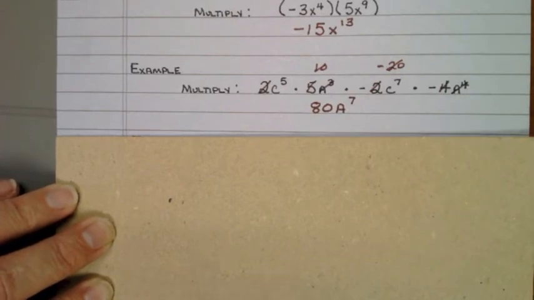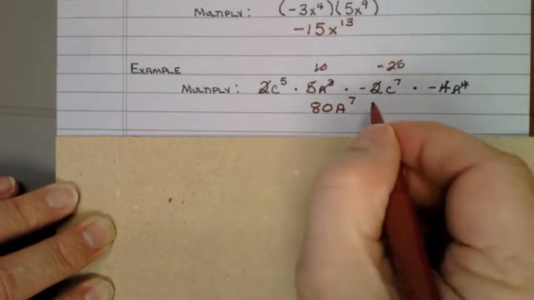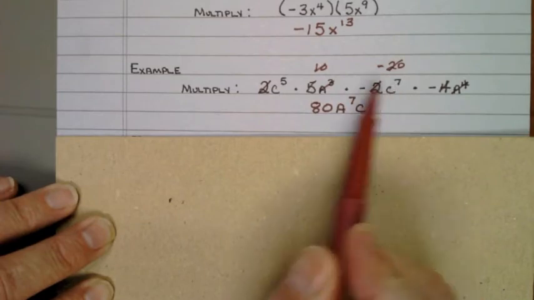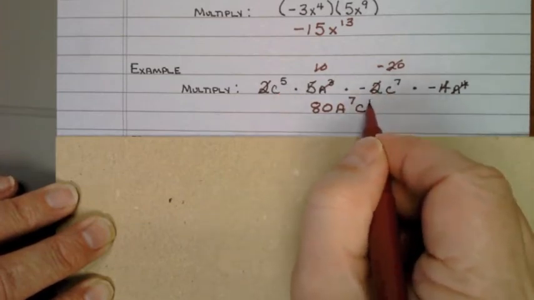The next letter I'm using in this problem is C. I write down a C and I add up all my C's together. I've got 5 here, 7 there. 5 plus 7 is 12.